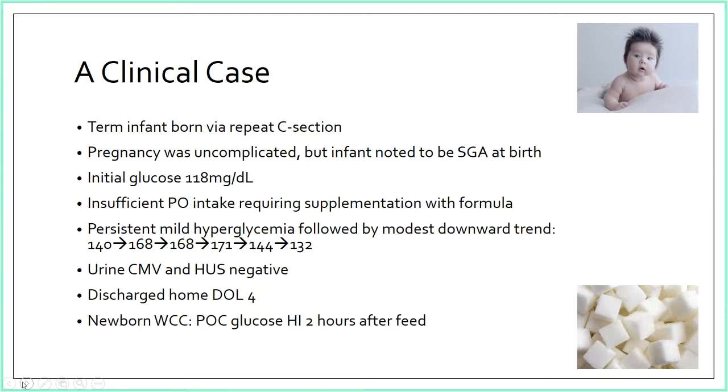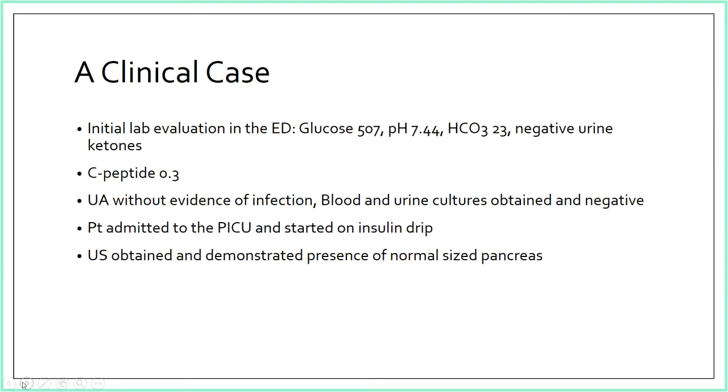She presented to her pediatrician just for a newborn well child check, and at that time, 2 hours after a feed, her point of care blood glucose was reported as HI, high. So depending on the meter being used, that's a blood sugar greater than 500 or 600. She was, of course, immediately referred to the emergency department for evaluation.